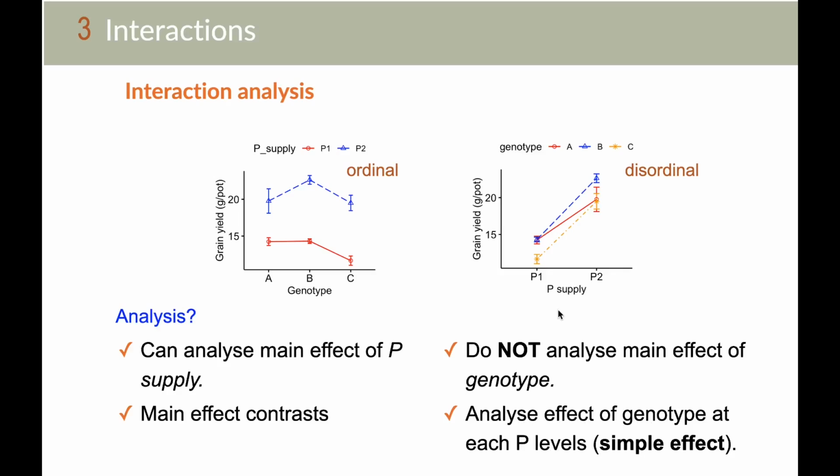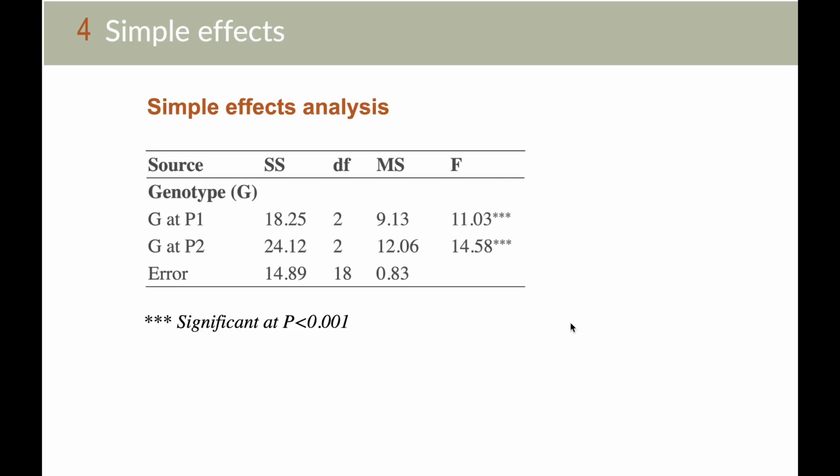So in the next slide, we're going to analyze the effect of genotype at each phosphorus level, that is the simple effect. This is the result of the simple effect analysis. There are significant effects of genotype at each phosphorus level. The question is how we calculate the F value for simple effect analysis.